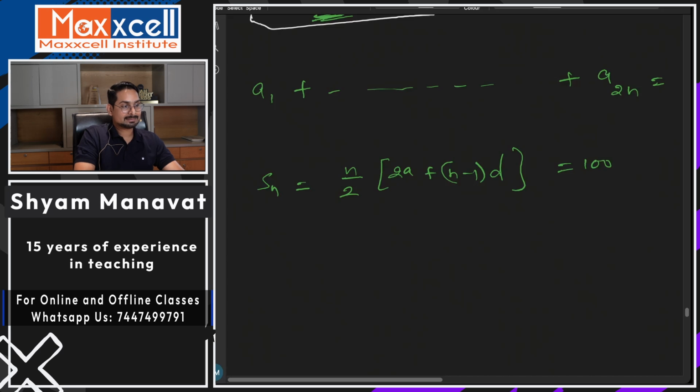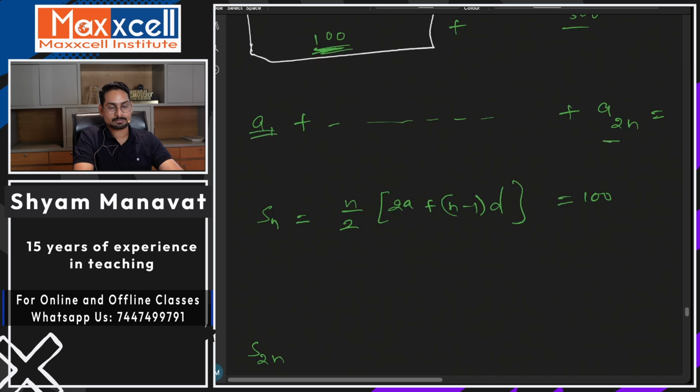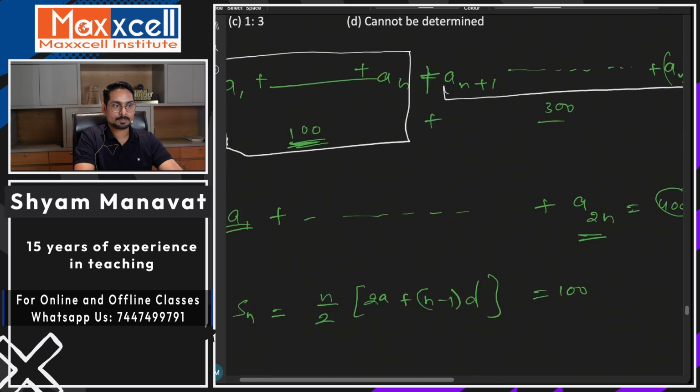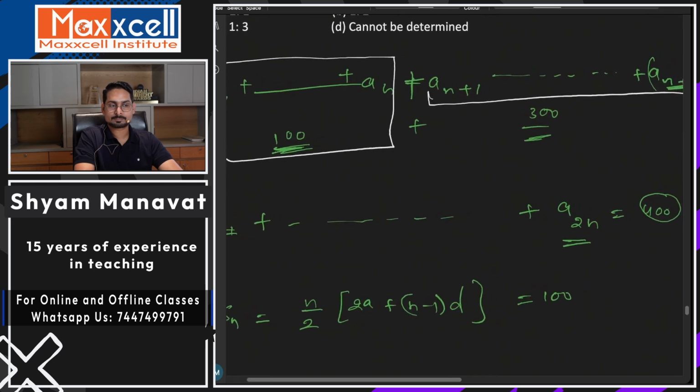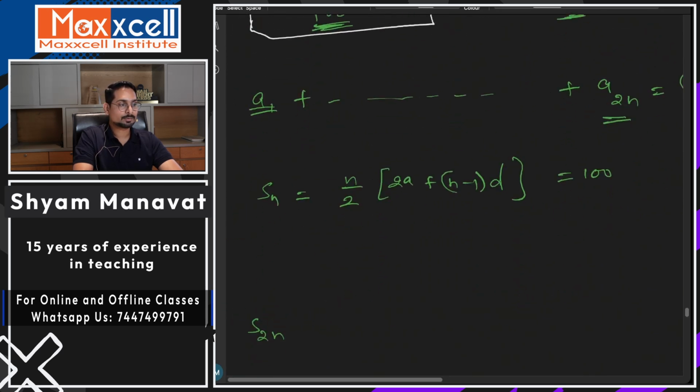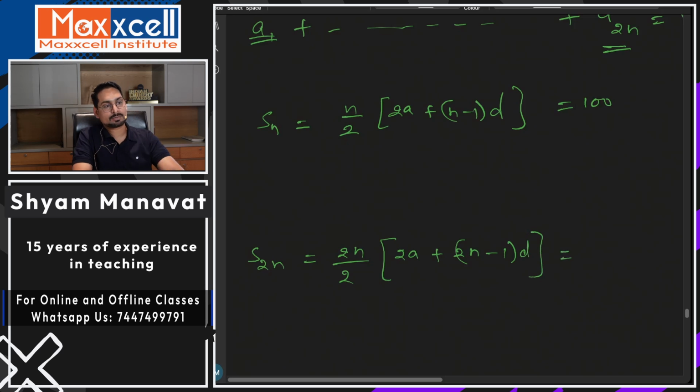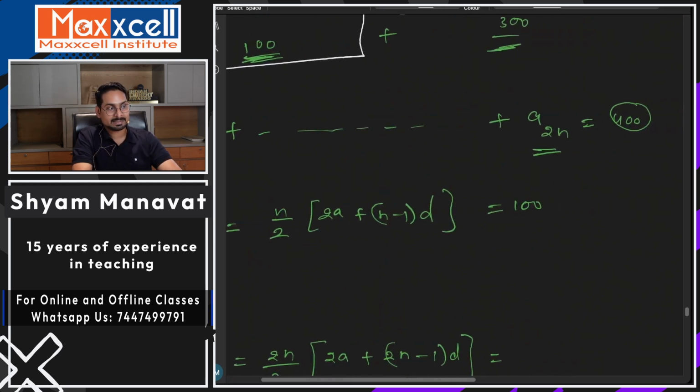Now, next condition is sum of 2n terms, which we found. a1 to a2n. This is equal to what? 400. Did you understand the reason why? Look at this part of the solution. Yeah. So sum of 2n will be equal to 2n by 2 and 2a. First term will be the same. Instead of n, I will use 2n. Common difference is same because it's the same progression. And we got to the conclusion that a1 to a2n should be equal to 400.